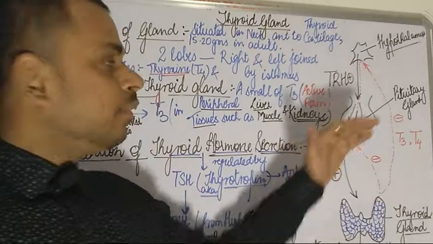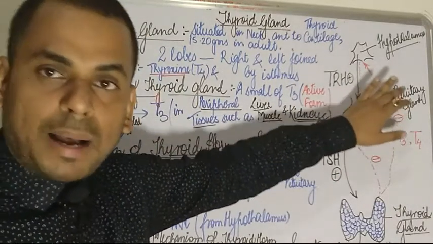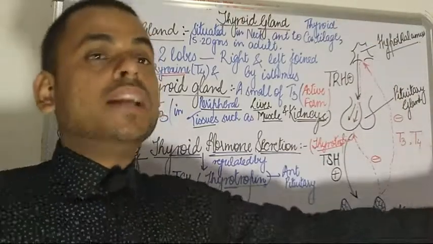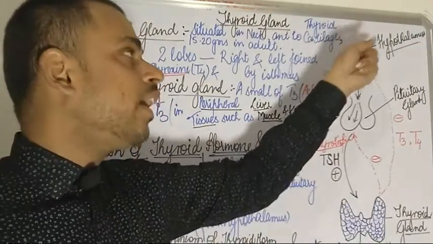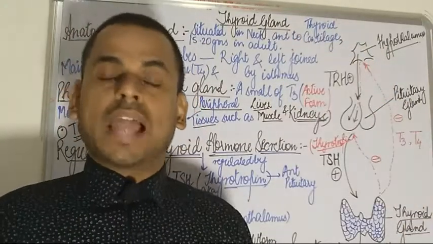So moving on, I have called the pituitary the master gland, but this pituitary gland is also under the strict control of another very important gland, which is known as the master of the master gland.